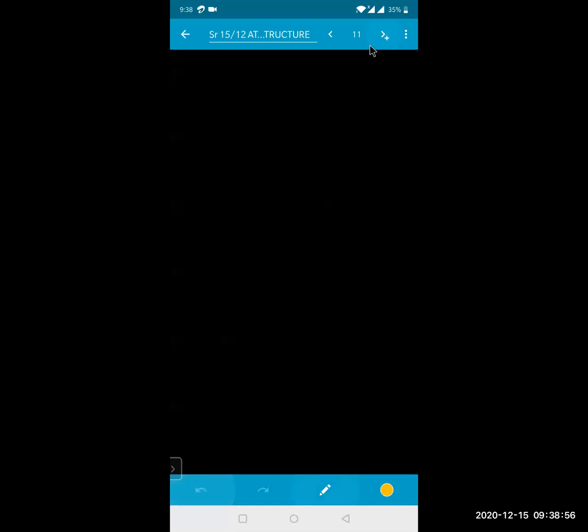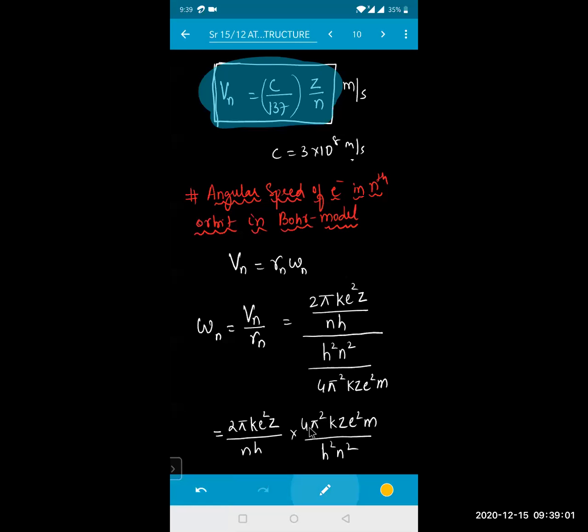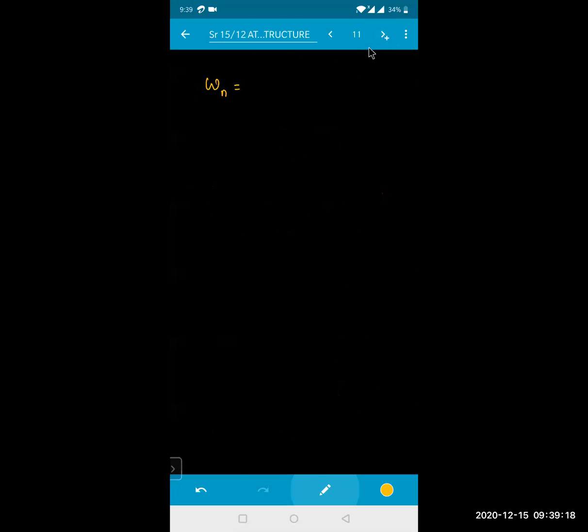So if nothing is cancelled, it means omega of your nth orbit will be equal to, multiply 4 into 2, 8. So it is 8 pi square into pi, this will be pi cube, k square, z into z, z square, e square into e square, e to the power of 4, h into h square, h cube, n into n square, n cube. Okay? So I can write that right now here as 8 pi cube k square z square e to the power of 4 into m divided by n cube into h cube.